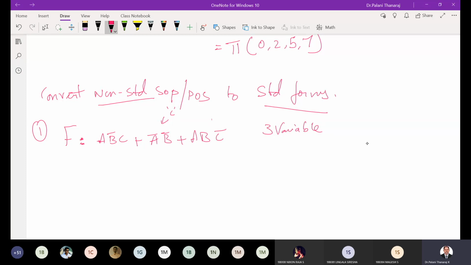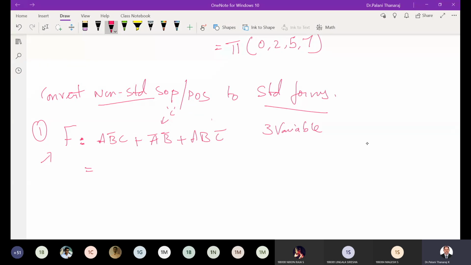Okay, so my aim is how to convert this non-standard to a standard form. How to make all the terms have all the variables. So that is my question. You able to understand the question? Conversion of non-standard SOP or POS to a standard form. Okay, so the problem I have given is in SOP form. Okay, some combination of variables, and you have to get me a standard representation first in SOP, because the question is SOP. Okay, so I have analyzed the expression.